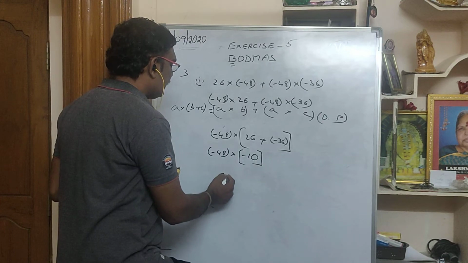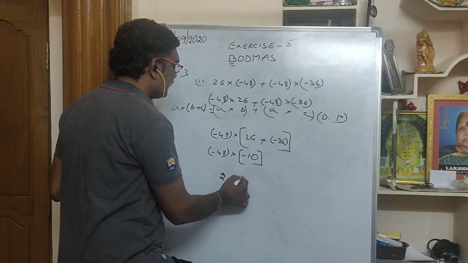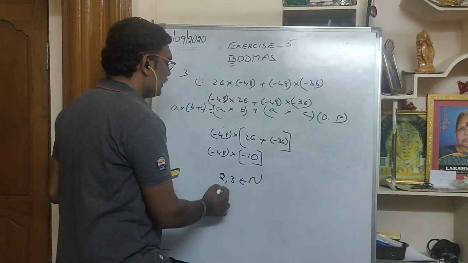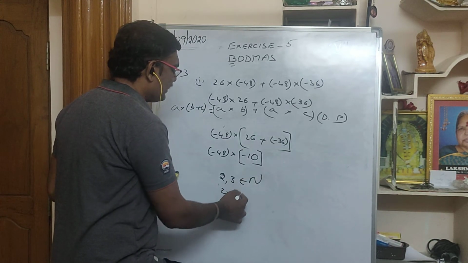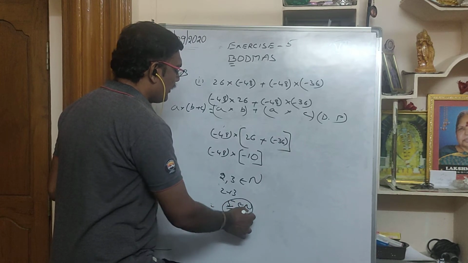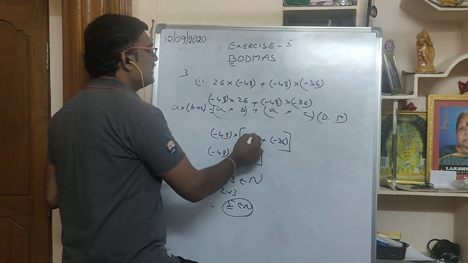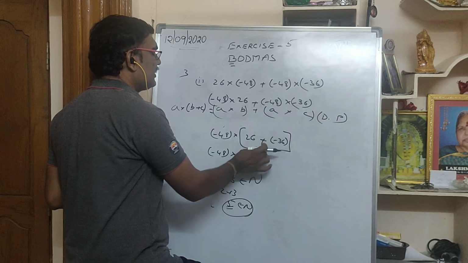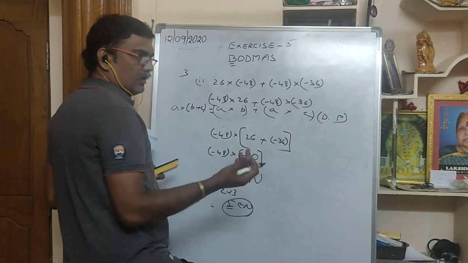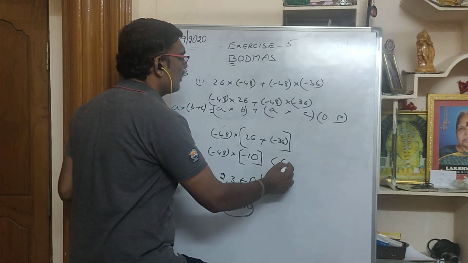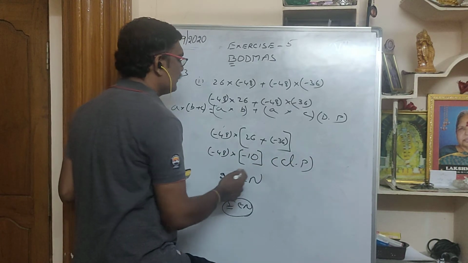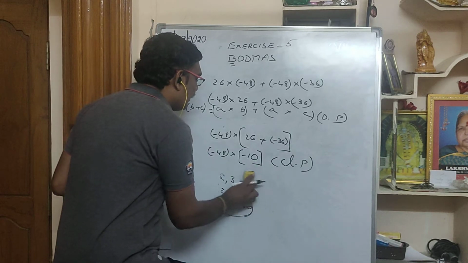Closure property is nothing but you have to take two numbers which belong to natural numbers. If you do addition, the sum is also a natural number, which means closure property is satisfied. So this is an integer, this is an integer. I did addition. I got what here? An integer again. So which property did I use here? Closure property I used.